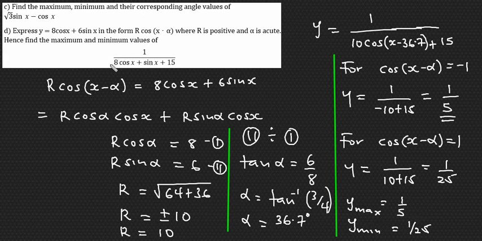Sorry, it's not a y. Y was only this, so this is not y. It was wrong to say that y is equal to this. It was just an expression. Y was, this is the only y. So the maximum value of this expression is 1 over 5, and the minimum is 1 over 25.